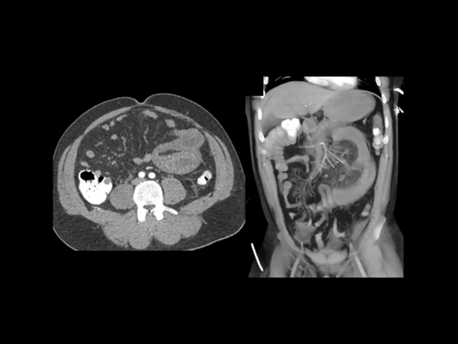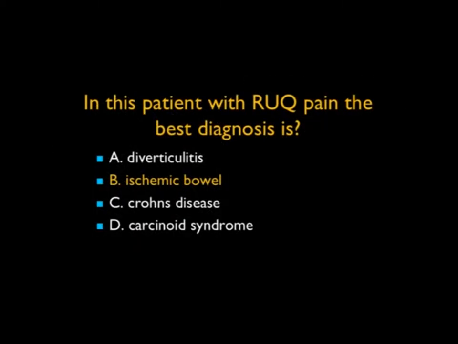And also the prominent vasa recta, the small vessels, this is a classic appearance for ischemic bowel. In fact, in this case, I would worry about the possibility of a midgut volvulus just based on its appearance, though I don't see that on these images. And this was ischemic bowel. This patient went to surgery and had bowel resected.